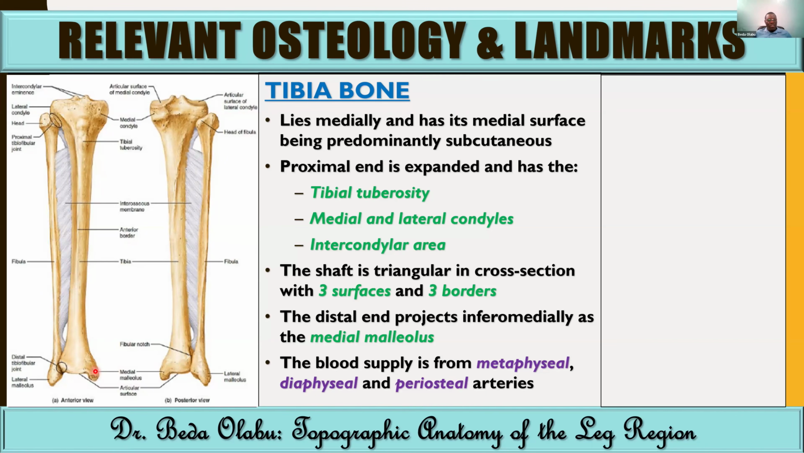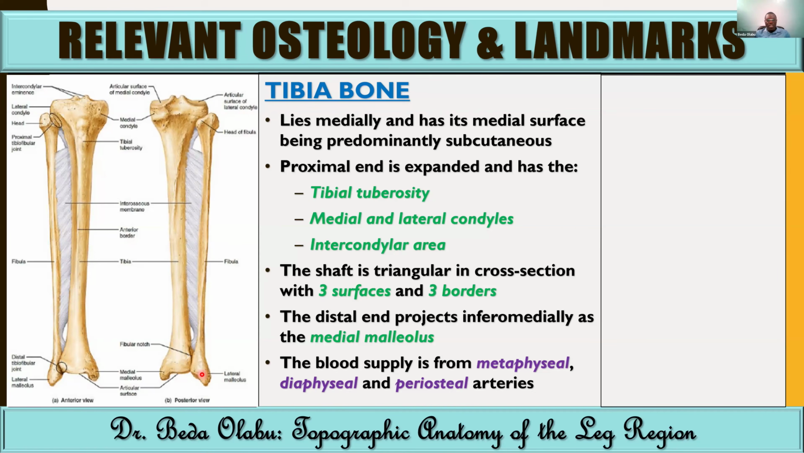So we have metaphyseal arteries, and that concept of metaphyseal arteries is not limited to tibia. Even fibula, because it is a long bone, will also have metaphyseal arteries on both ends. So the proximal end as well as the distal end will still have metaphyseal arteries. You can call them retinacular arteries.